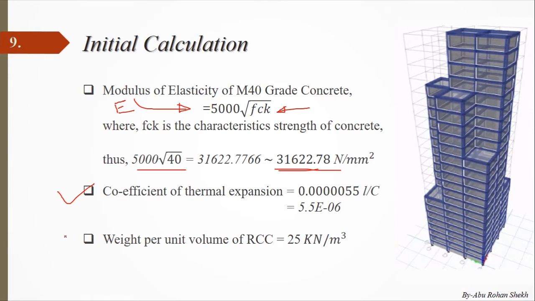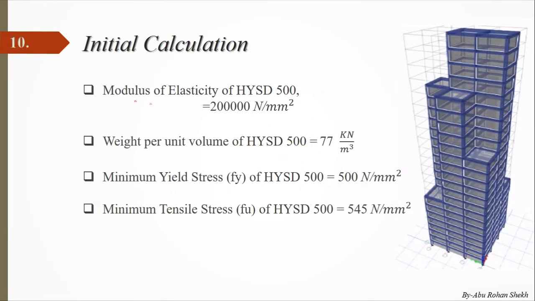Then the weight per unit volume of RCC, which also is given in Indian Standard 875 part 1, which is the codal practice of dead load, gives us the result of 25 kilonewton per meter cube. And then the initial calculations in the next slide.